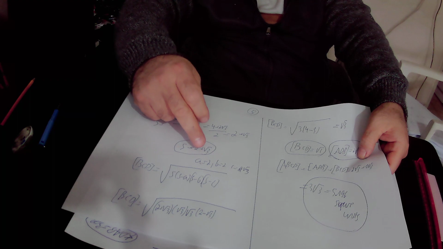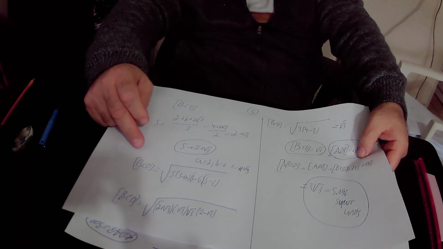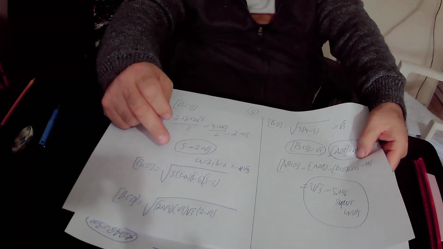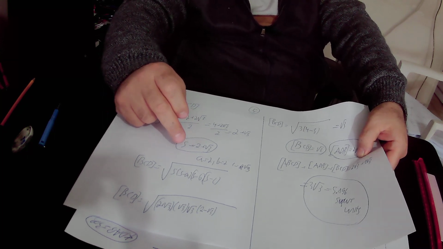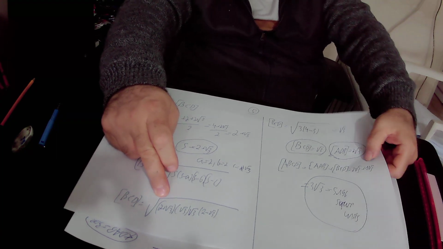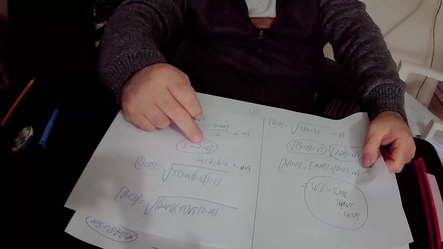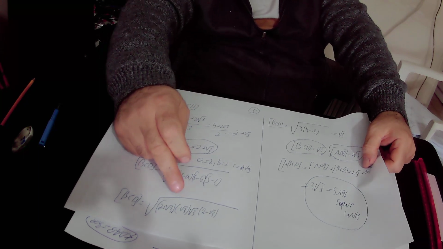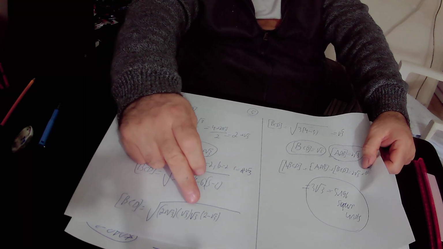A equals 2, B equals 2, and C equals 2 times square root of 3. And the area of triangle BCD equals the square root of S times S minus A times S minus B times S minus C. S equals 2 plus square root of 3 units. A equals 2, B equals 2, and C equals 2 times square root of 3. So S is 2 plus square root of 3 units. S minus A is 2 plus square root of 3 units minus 2. That is to say it equals square root of 3. S minus B is the same result because A equals B, so it is also square root of 3.